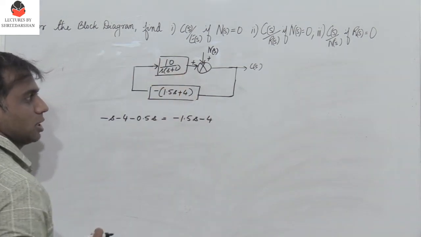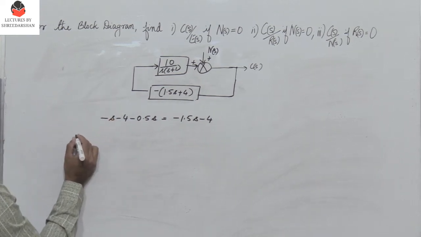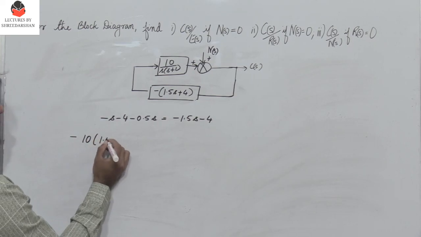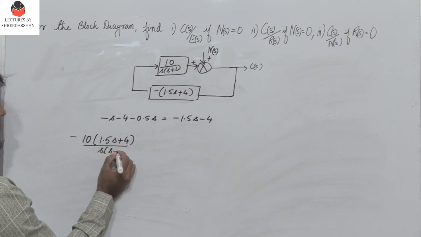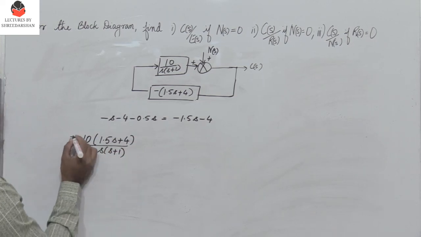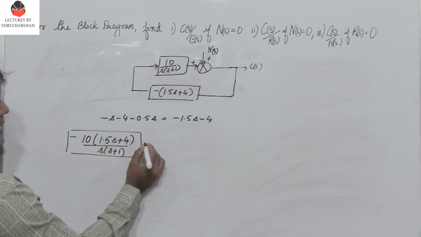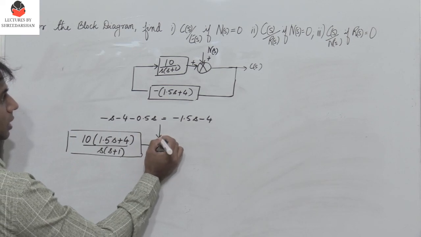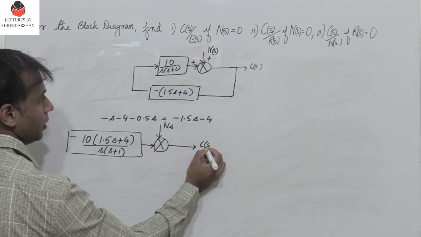Now these two blocks can be multiplied, isn't it? So when I multiply these two, what do I get? We get minus 10 into 1.5s plus 4 divided by s into s plus 1. So this is what I have. And this goes to a summa, and then you have n of s, and then I have C of s.